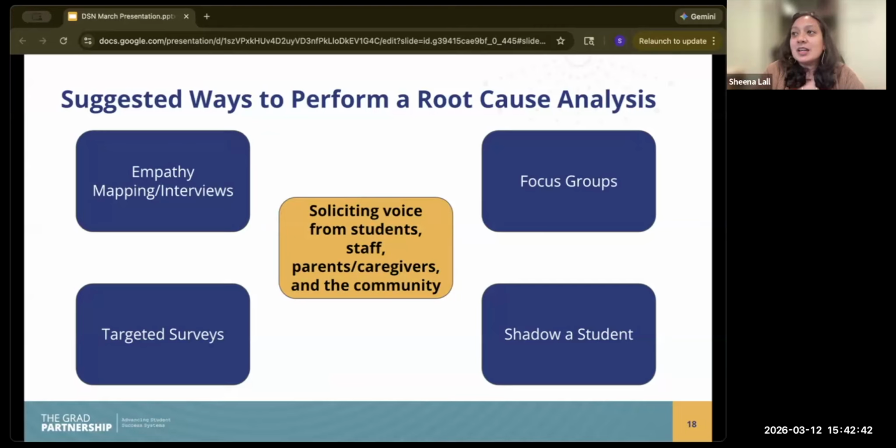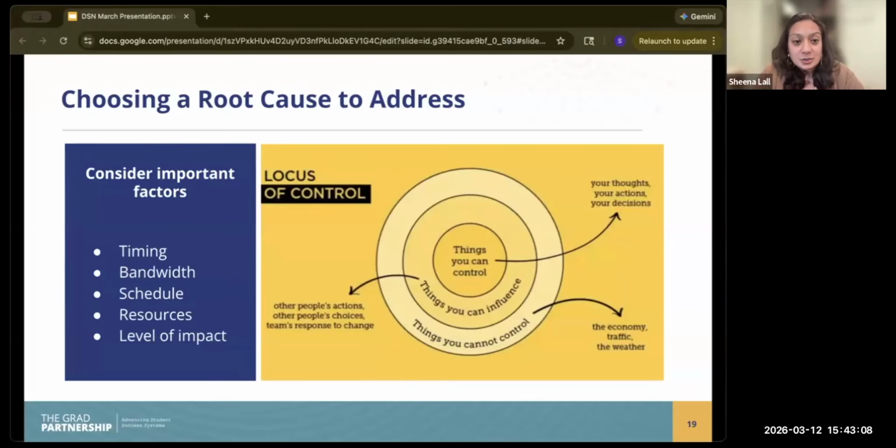One example is that a school noticed that there were not a lot of strong supportive relationships between students and adults in the building, and they wanted to make a change, and so they started to pull down groups of students who were flagging for behavior and attendance to start asking them questions about why they were flagging in these areas. So when we choose a root cause to address, we have to think about the timing, the bandwidth, the schedule, the resources, the level of impact, and our locus of control.